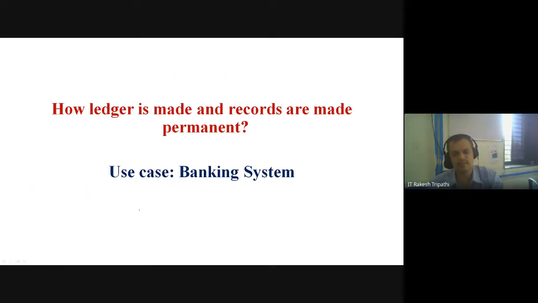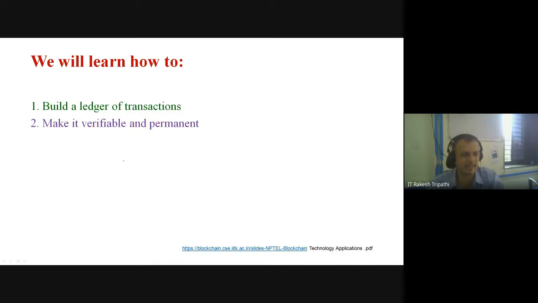And there is only one copy of this ledger. So what can we do? How is a ledger made and how are records made permanent in any system? We'll take the example of a banking system and learn how to build a ledger out of this. There's a very nice slide; I have taken the complete slide from Professor Sandeep Shukla from IIT Kanpur. So how do we build a ledger of transactions and how do we make it verifiable?